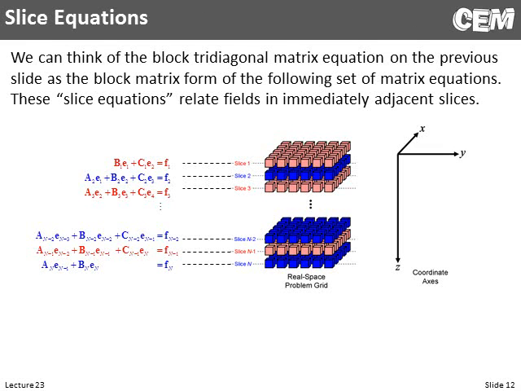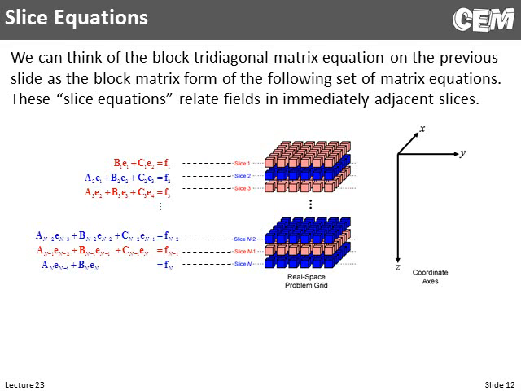So, as I mentioned, each slice has a set of matrices associated with it. So let's look at slice 2. The slice equation associated with slice 2 is A2 times E1, so this is the electric fields before slice 2, plus B2 times E2, these are the electric fields in the slice we're talking about, plus C2 times E3, those are the fields in the following slice, equals potentially some source condition that has been incorporated into that slice. So every slice has an A, B, C, and potentially an F associated with it.